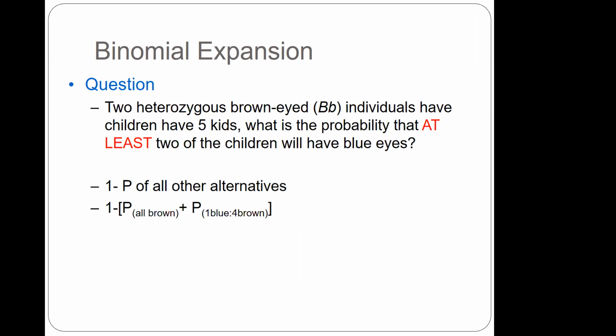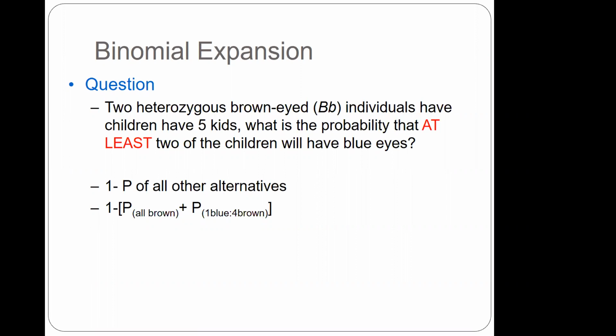So the probability that they have a kid with at least 2 is 1 minus the probability of not having at least 2. So the probability of this occurring, right? 1 minus the probability of not being 2 is the opposite of at least 2.